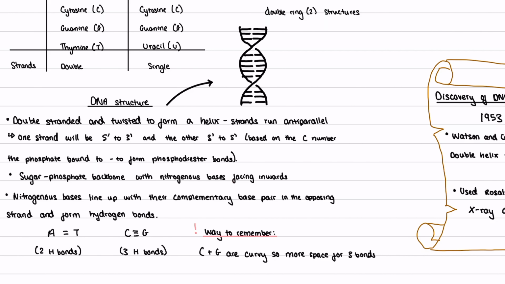The nitrogenous bases line up with their complementary base pair in the opposing strand and form hydrogen bonds. So, adenine always pairs with thymine, and they form two hydrogen bonds between them. Then the cytosine always binds to guanine and can form three hydrogen bonds between them. The way that I remember this is that C and G are curvy letters, so there is more space to fit three bonds in them.